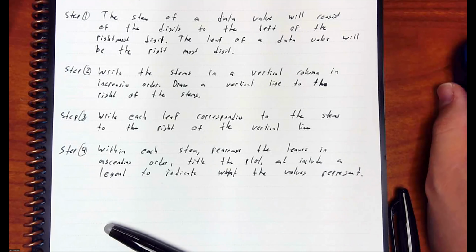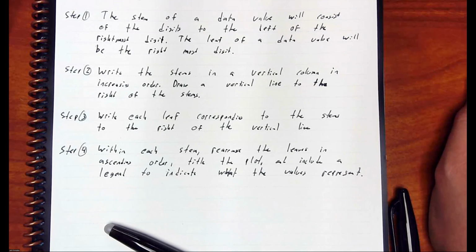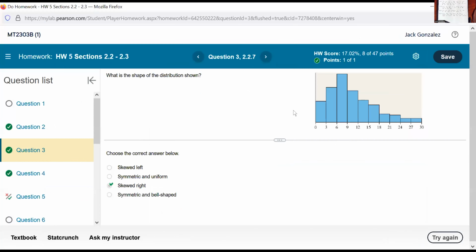Number 3. If I can see anything. Okay, here we go. This is better. Just gonna go straight in there. Mine's being weird for some reason.